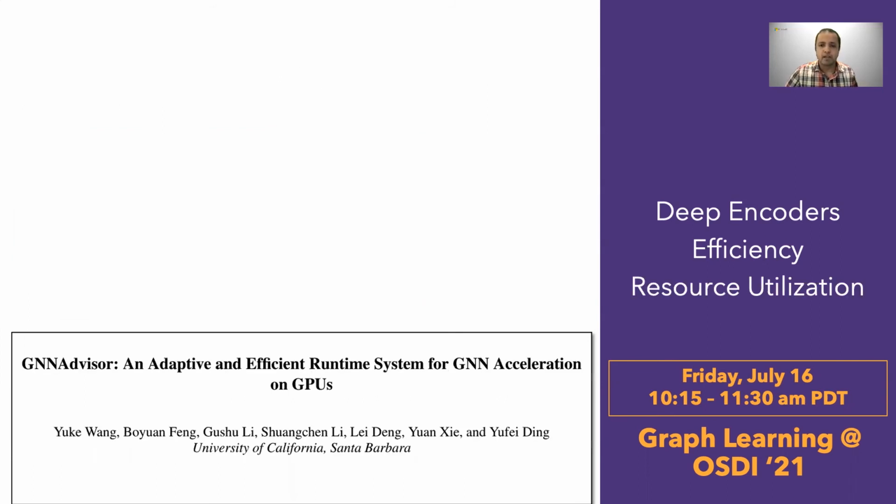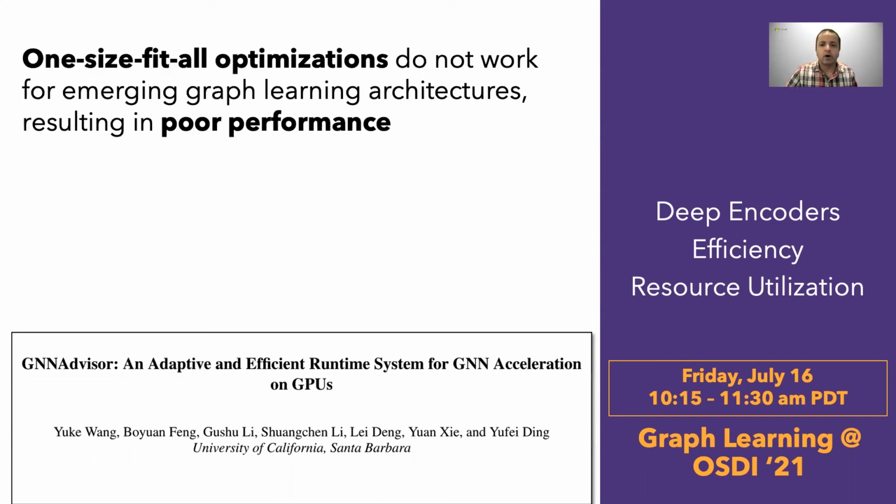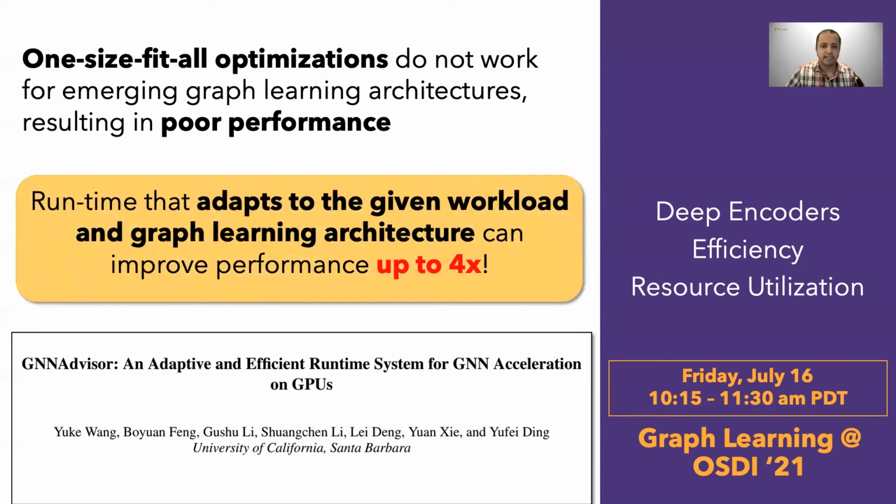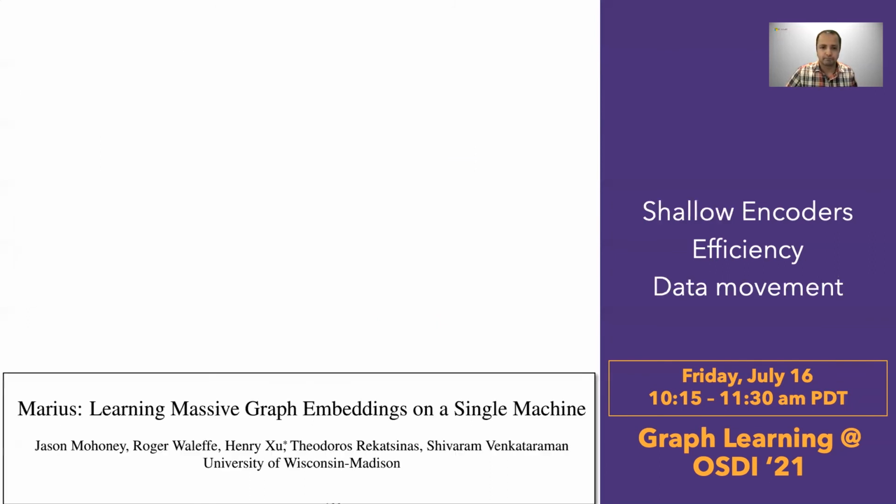The third paper focuses on existing graph learning frameworks and observed that they apply the same optimization techniques for all training methods, regardless of what the architecture is. This leads to poor utilization and performance, especially when the architectures are constantly evolving due to the innovation in the machine learning community. Towards this, they propose an efficient runtime that exploits the characteristics of both the learning architecture and the input graph. This leads to significant improvement in utilization and performance.